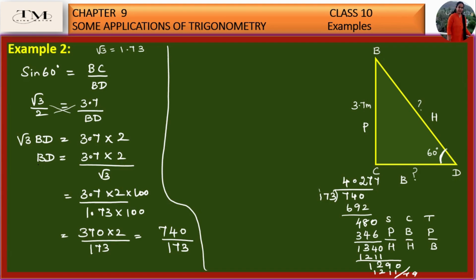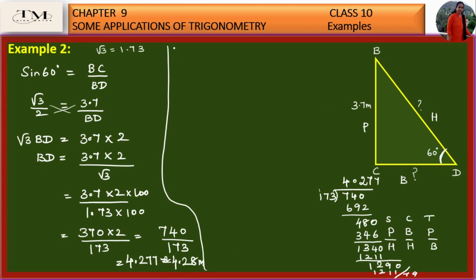So now we have 4.277. If the third number is 7, it is greater than 5, so we can add 1 to the second place. So it is 4.28 meter approximately. So what is BD?